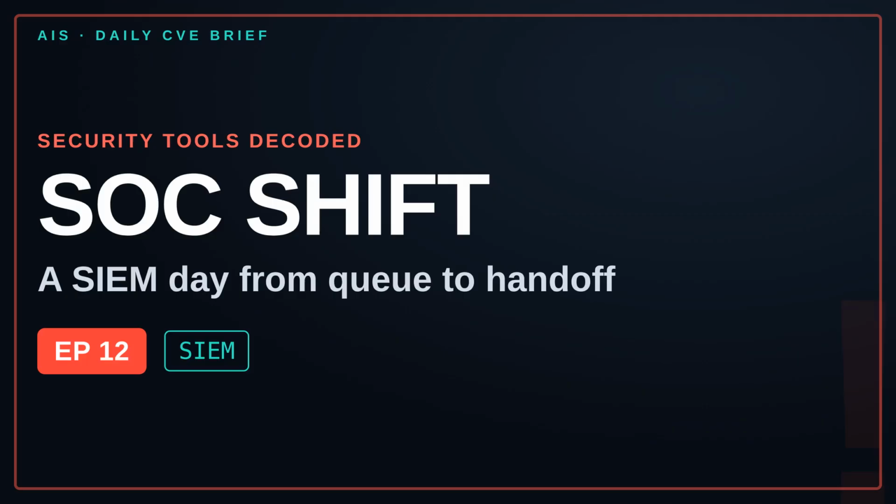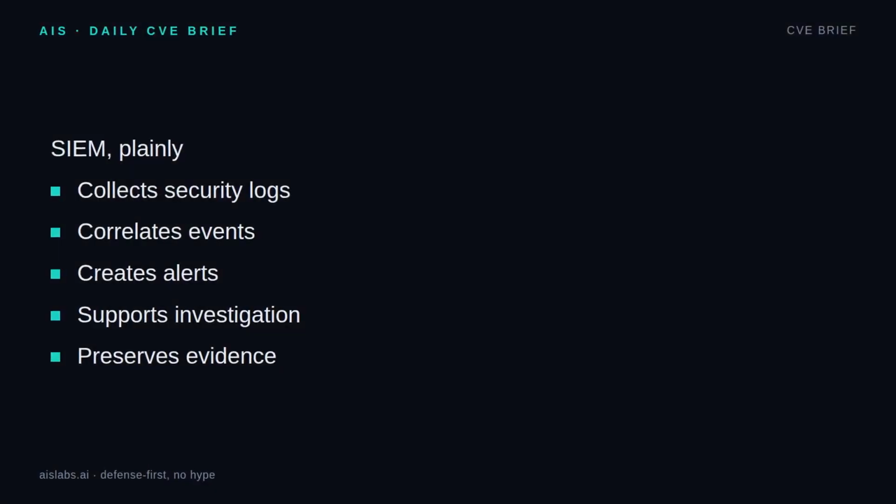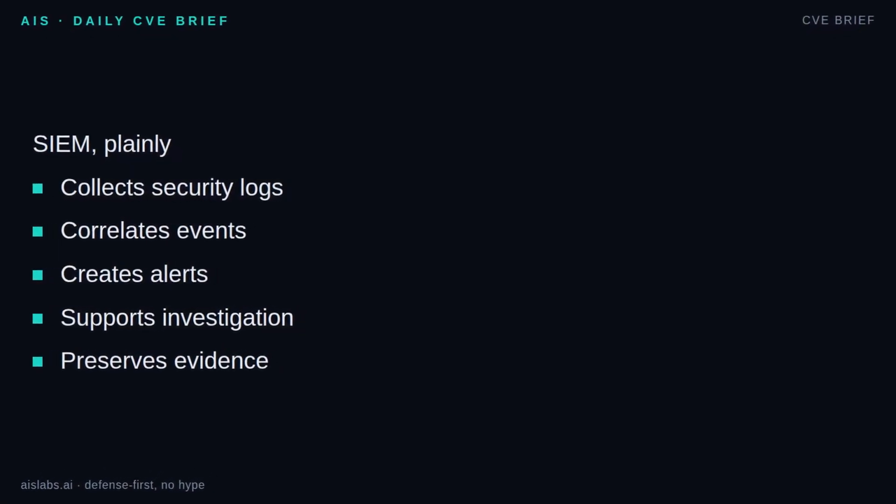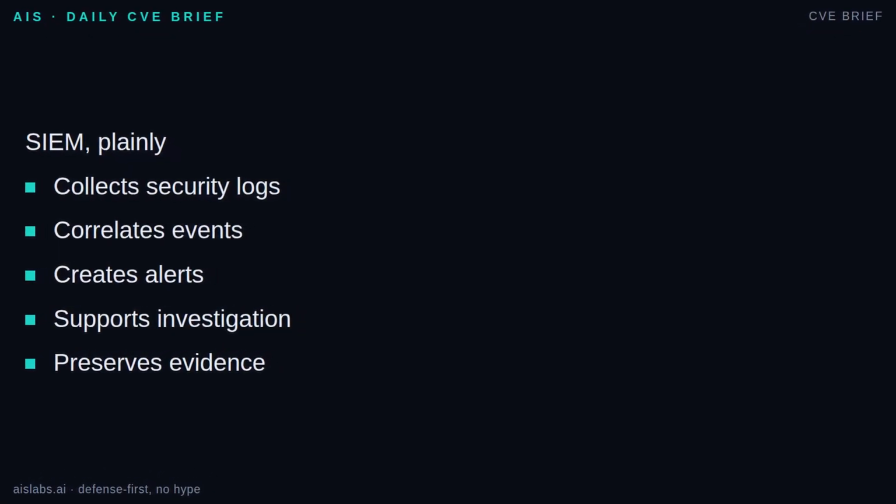The SIEM is the cockpit. It shows the queue, the timeline, the evidence, and the work still open. A SIEM, pronounced SIM, is a security information and event management system. Plain English, it collects security records from many places, lines them up in time, applies detection logic, and helps analysts investigate. Think of the NIST-style functions: detect suspicious activity, analyze what happened, support response, and keep records for later review.